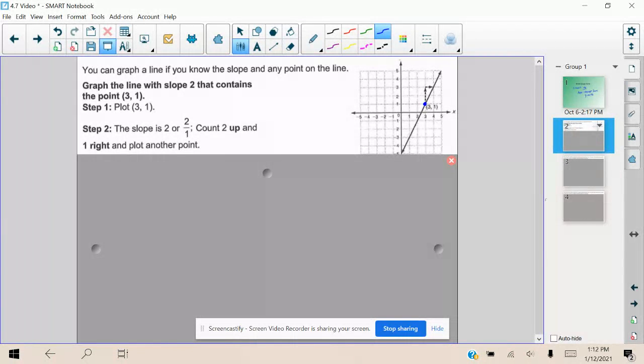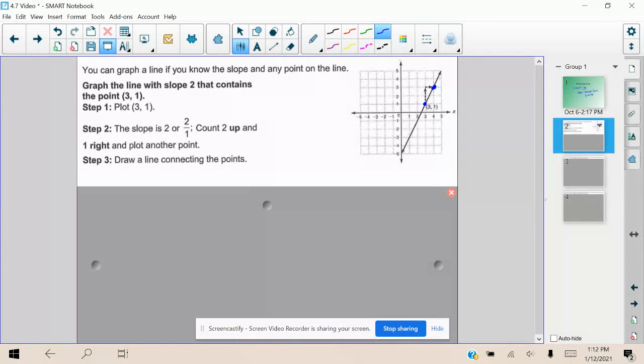So we follow this pattern. The slope is the pattern that we're seeing of this line. We go up 2 and right 1, and then we're back on the line. So now we have 2 points and we can now draw the line. All we need, again, is 2 points in order for us to graph a line.